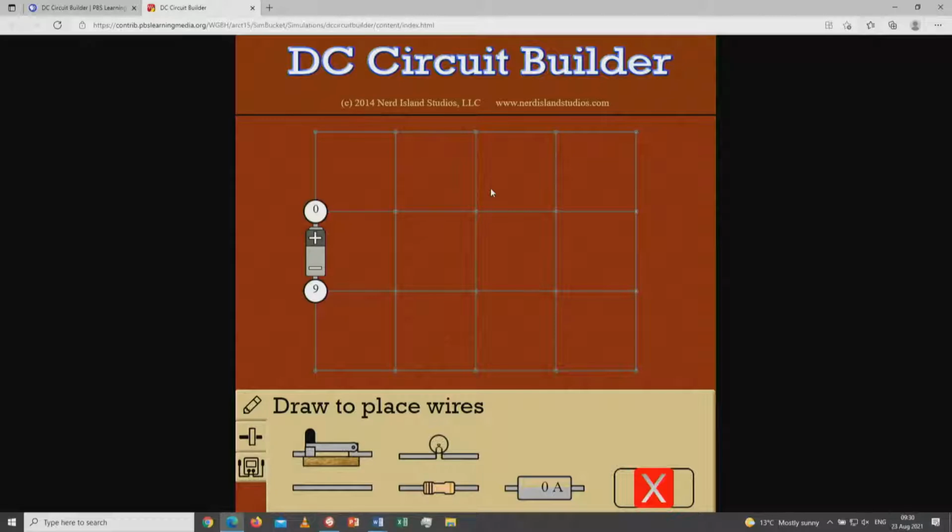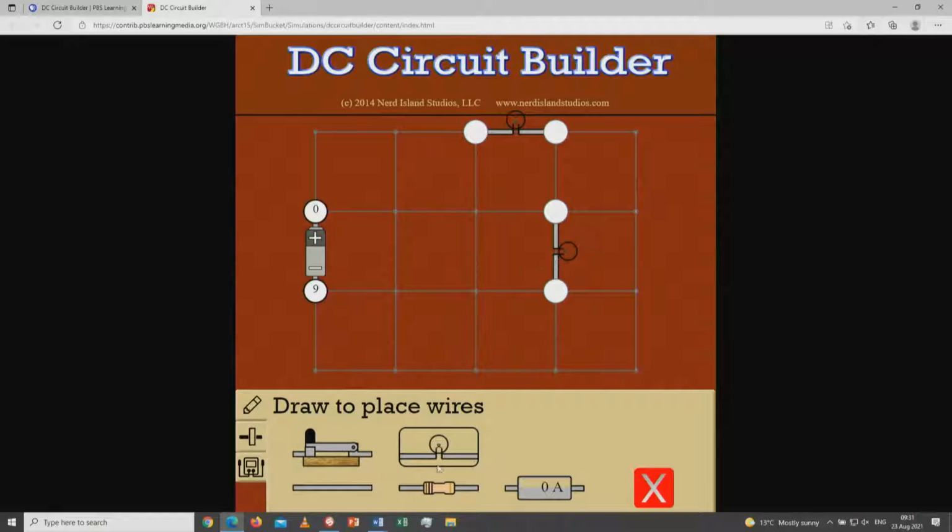The other thing is, you have your ammeter there, you have your bulb, you have your resistor, you have the connecting wires, the switch. Now when you want to draw a circuit, you click on the draw to place wires icon there. Then you select the icon you want to place on the circuit. Here I have selected a bulb. Then you can put it anywhere you want that bulb to be on the circuit.